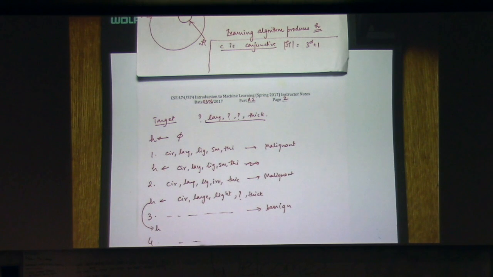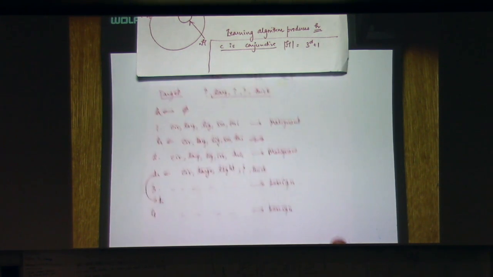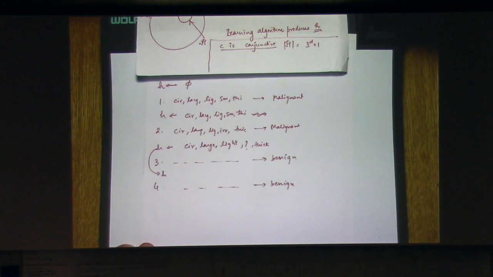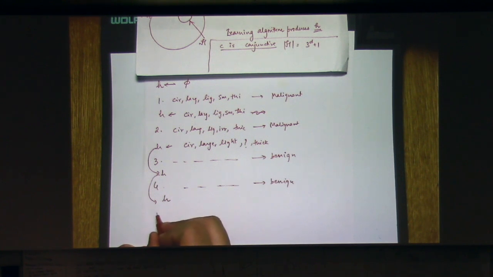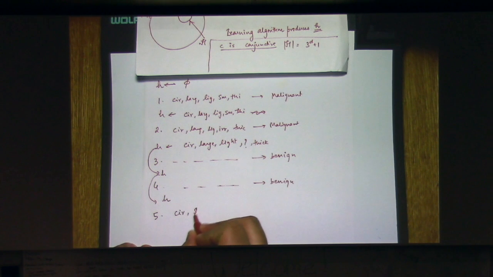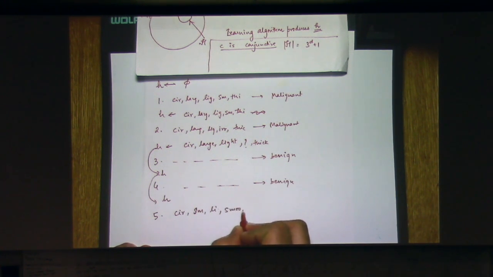Fourth one is also benign, and we don't change it, so that also stays the same, right? And let's say the fifth one is malignant. So let's say the fifth one is circular, small, light, smooth, and thick, and that's malignant.